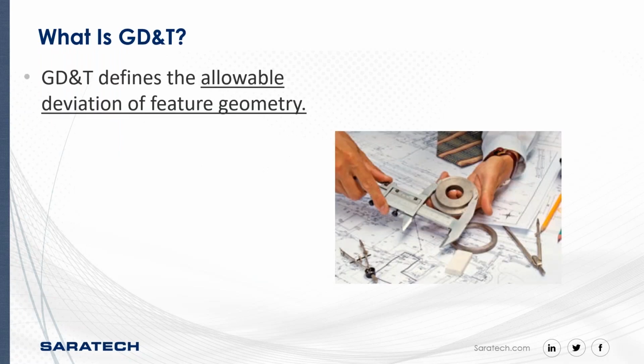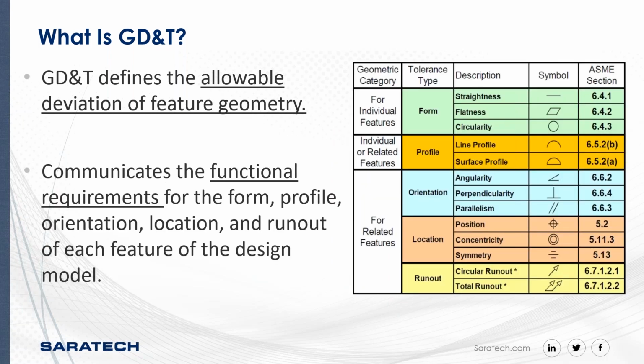So first things first, let's define what GD&T is. GD&T defines the allowable deviation of feature geometry. It stands for geometric dimensioning and tolerances. This gives you those allowables from your nominal designs. It communicates the functional requirements, and that's important: the functionality of your part. It does it for the form, profile, orientation, location, and runout of each feature of the design model.